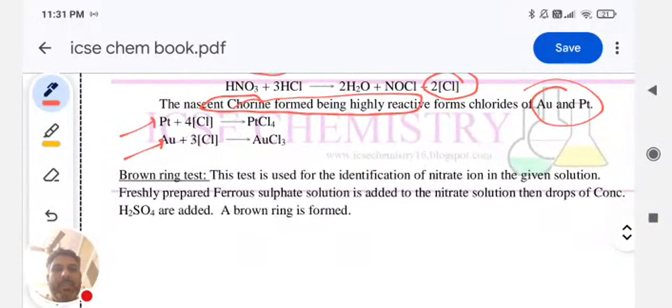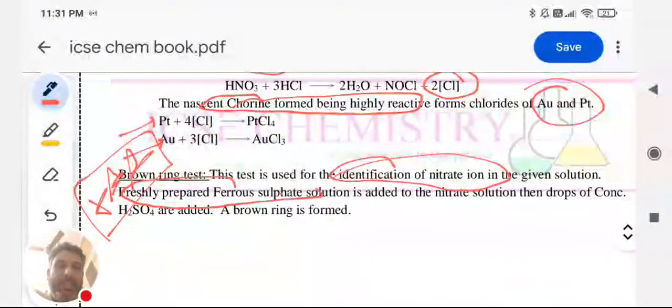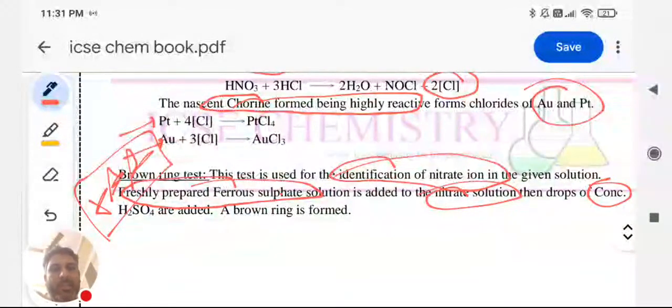Then the brown ring test. The brown ring test is for the identification of the nitrate ion. This is another very important chemical test. To any solution which contains nitrate ion, or dilute nitric acid, you add freshly prepared ferrous sulfate, and then if you add concentrated sulfuric acid, it forms a brown ring.